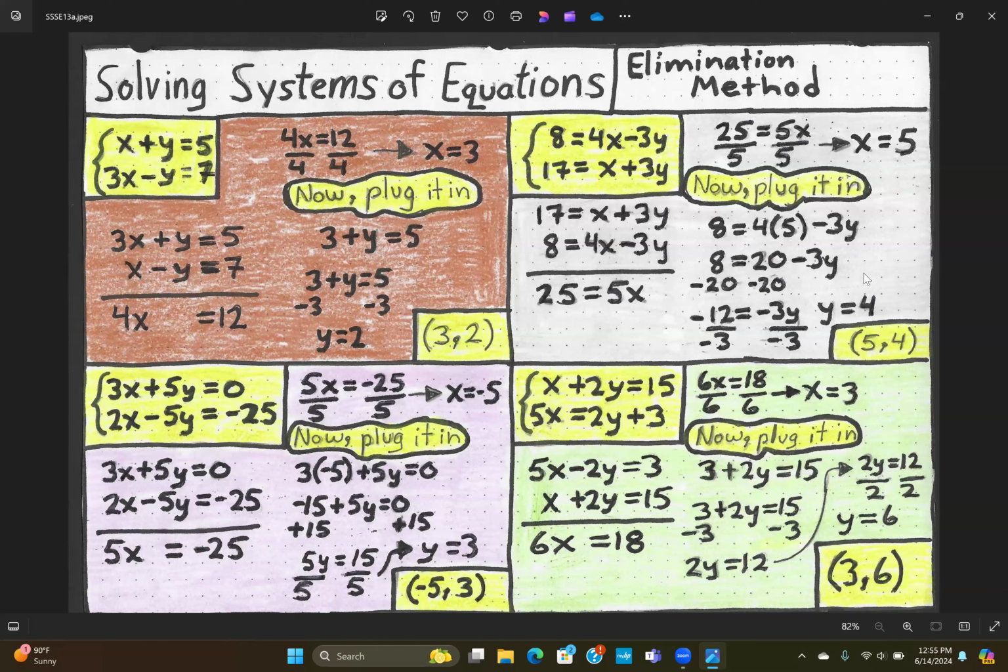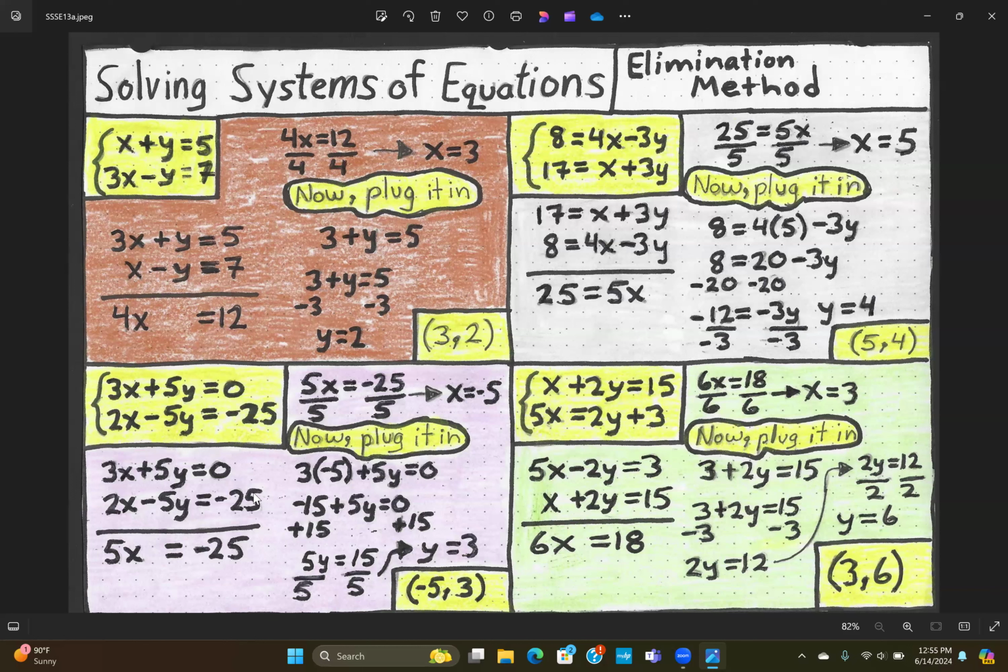Since we have this situation right here, the question is, what number times a negative 3 would give me a negative 12? All right. And so all we have to do is just divide both sides of this equation by negative 3, and y is equal to 4. And our solution to this system is 5, 4.